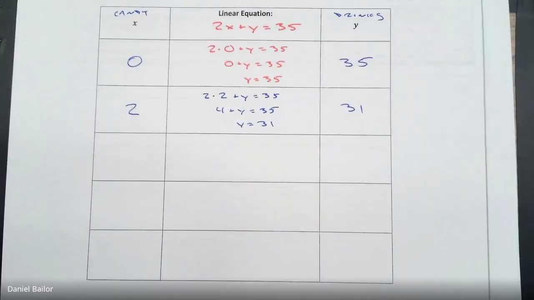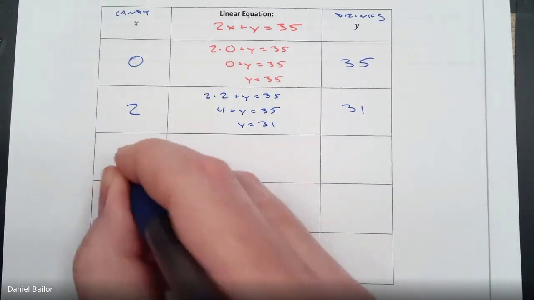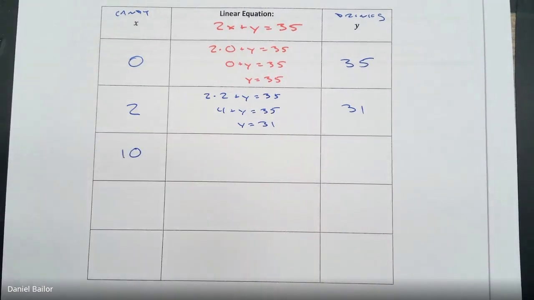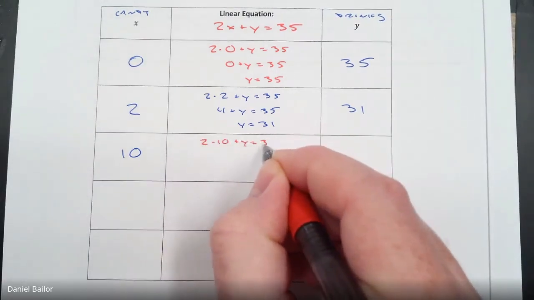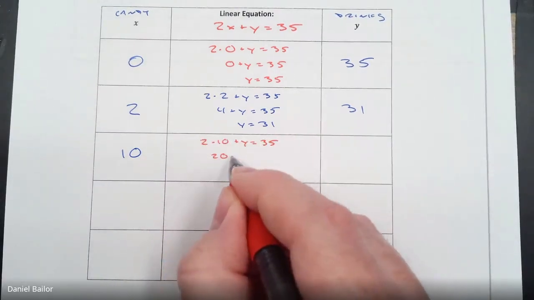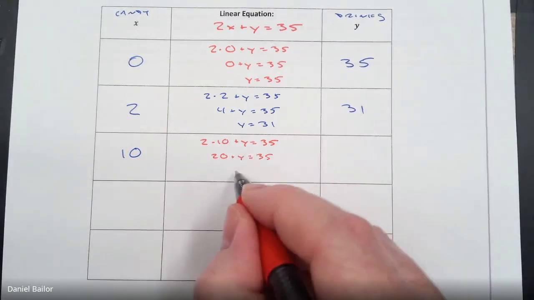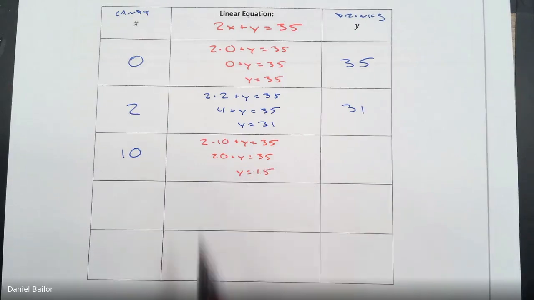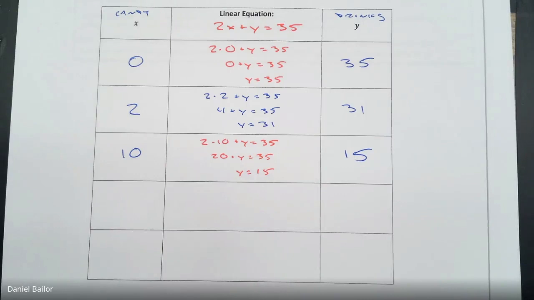Okay, let's pretend you want, I don't know, 10 candies. So you do 2 times 10 plus y equals 35. That's 20 plus y equals 35. Subtraction property of equality, do minus 20 on both sides. So if you buy 10 candies, you can have 15 drinks. Maybe 15 drinks is still too much. I don't know how many friends you have, but that's a lot.